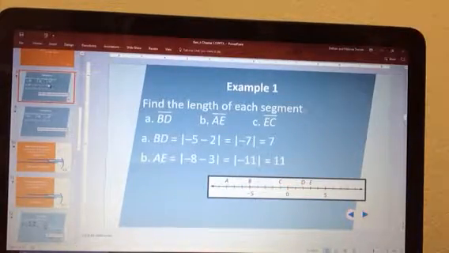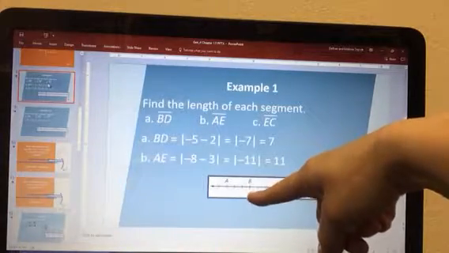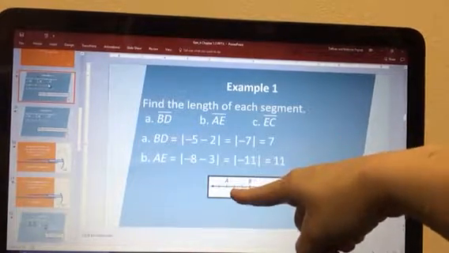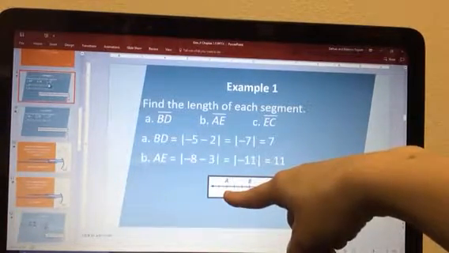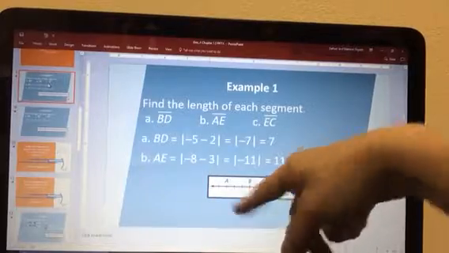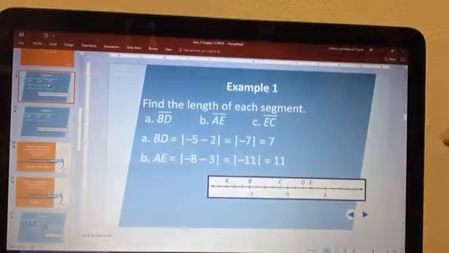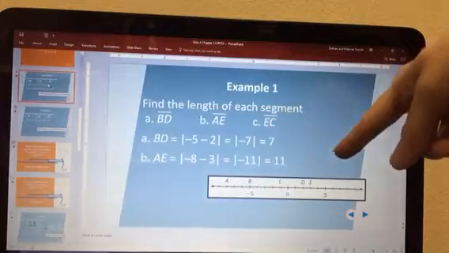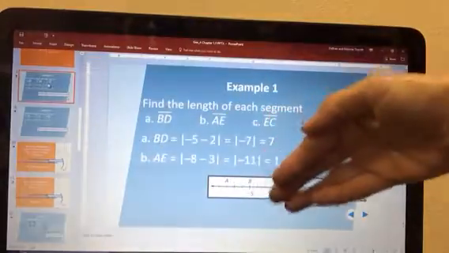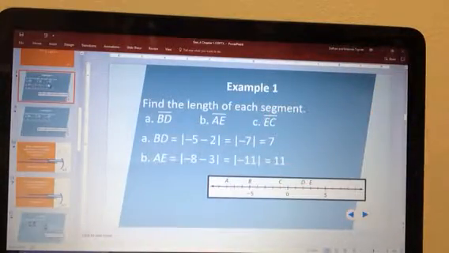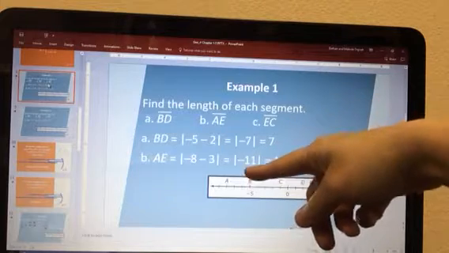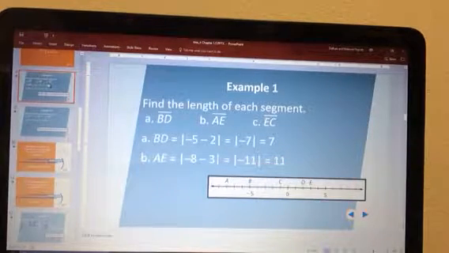Let's look at AE. A lies here at -5, -6, -7. A is at coordinate -8. E is down here at 3. I say absolute value bars, -8 minus 3, close the absolute value bars. That ends up being the absolute value of -11, which is +11.